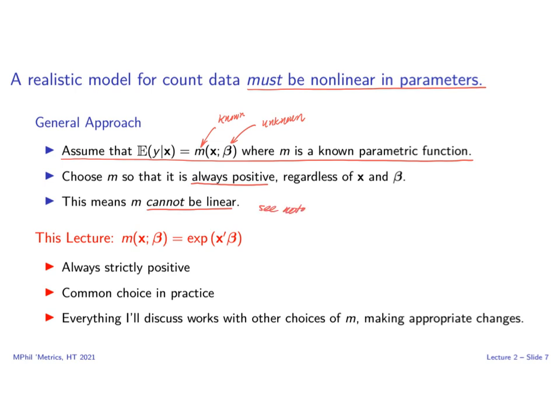In this lecture, we'll focus on a specific example that's extremely common in practice. We will assume that m of x beta is equal to e to the x prime beta, which I also write as exp of x prime beta. This function is strictly positive, and it's very common in practice. Everything I'm going to discuss in this lecture actually works with other choices of m. You just have to make the minor notational changes where necessary.